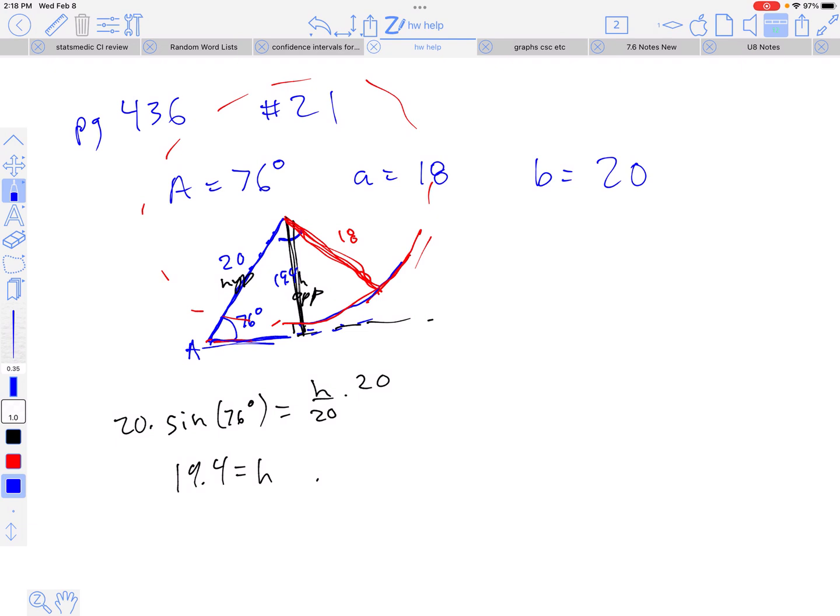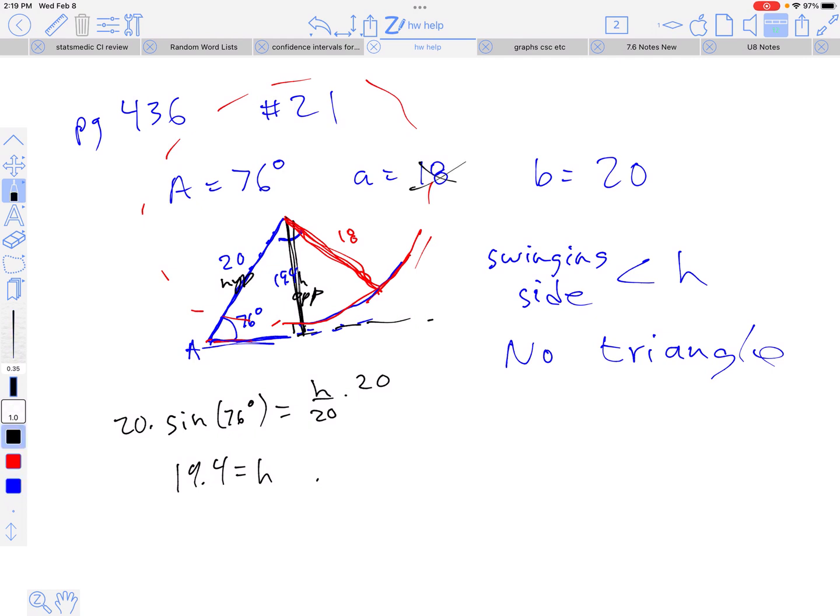So because our swinging side is smaller than the height, whenever that happens, you know that there will be no triangle. So that's what I'll put as my answer, no solution.